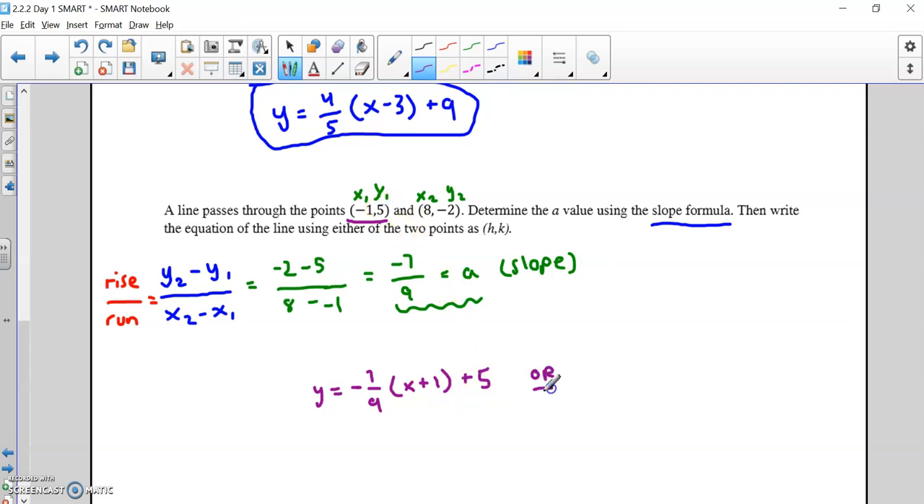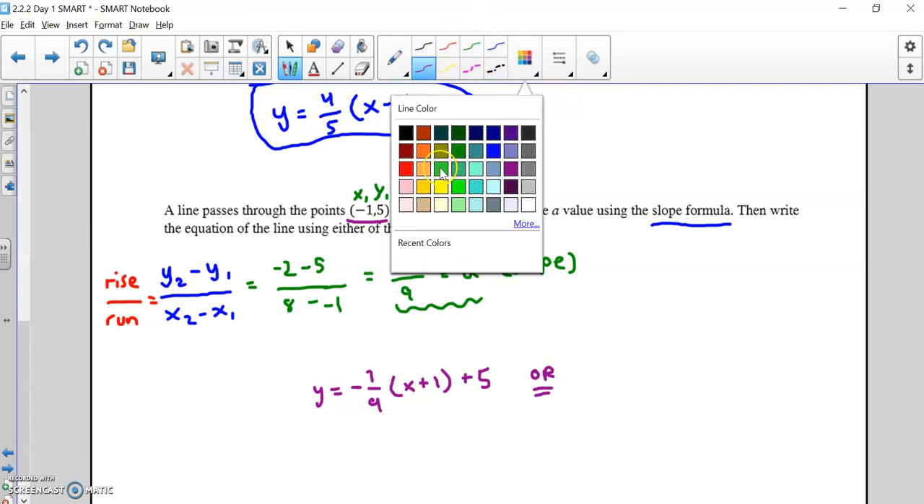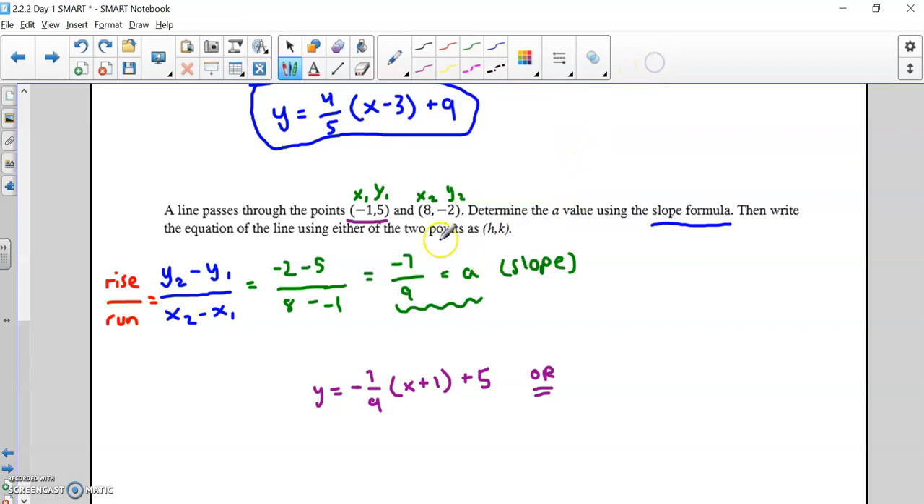Or if we use the other one, let's make that another color. Let's do this one. It's a fun color. For this guy over here, we can say y equals, again, the slope is the same regardless of how we do this, so still going to be -7 over 9. But then this time we get our h and k from this point, so that +8 means we're going to have a -8 in here, and then that -2 means we're going to have a -2 out here.